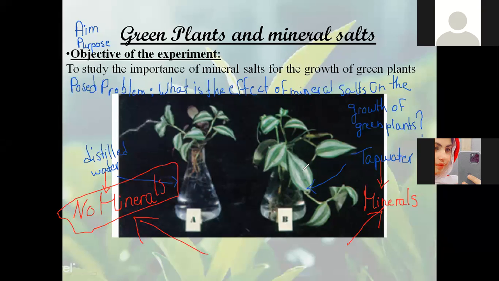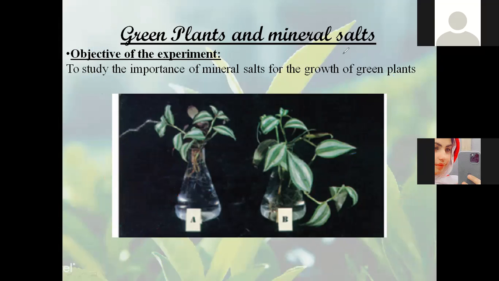While plant B is tall and normal, it has normal growth. Very good. This is comparing the aspects of these two plants.